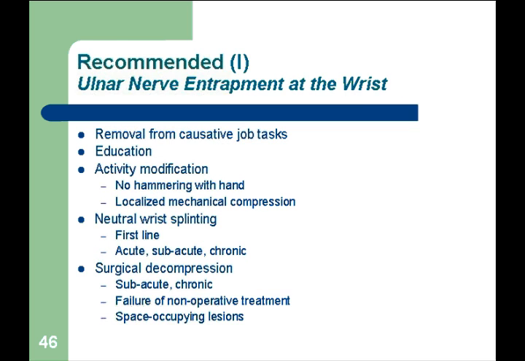Ulnar nerve entrapment at the wrist: removed from causative job tasks. I like this one because we don't have good evidence of what the causative job task is. But the literature says that if you take people out of the tasks, they have less symptoms. So I won't disagree with that, but it doesn't tell me that that's actually the cause. Education is key. Modification to activities may be helpful, keeping the wrist neutral. And surgical decompression may be helpful if they fail the above improvements.